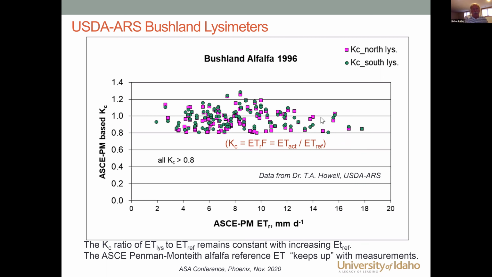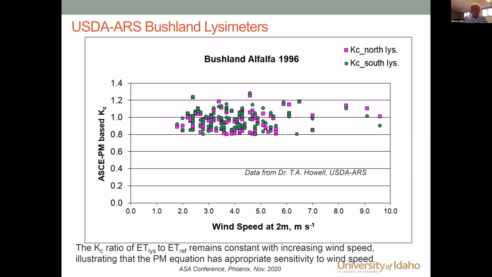We see fairly consistent ratios near 1, which tells us two things. One, it tells us that the measurement of ET from alfalfa was similar to that estimated by the Penman-Monteith for alfalfa. So that's a good sign. And then the fact that it hovers around 1 for low and high ET tells us that that coefficient, crop coefficient, is fairly consistent over a range of conditions.